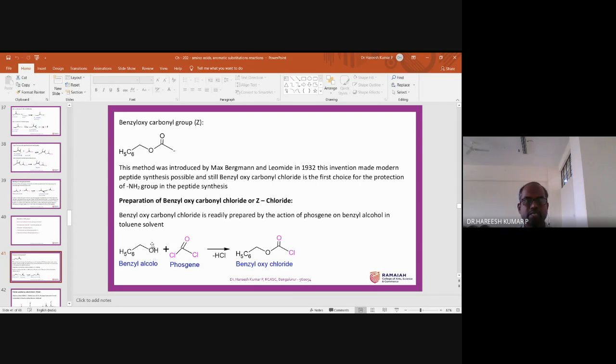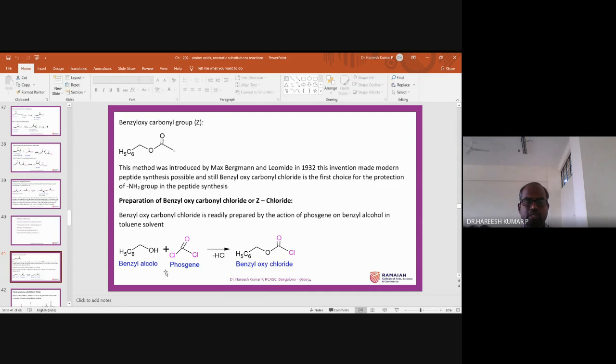The lone pair present on the oxygen, or the bond pair between the oxygen and hydrogen, there will be a new bond formation between oxygen and this carbonyl group. This Cl and H go out as HCl.